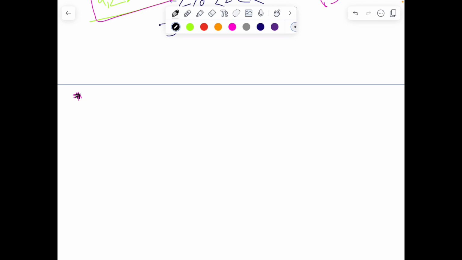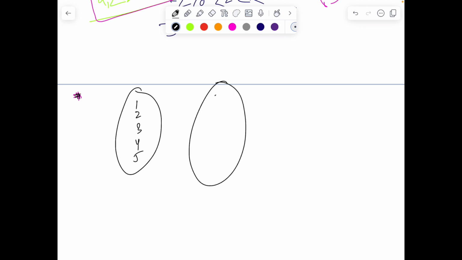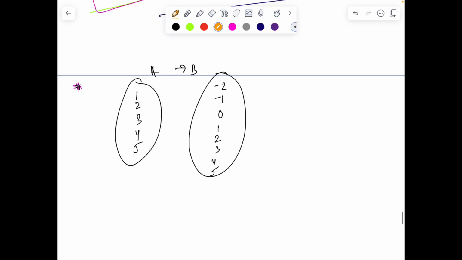So here we go, and again I'll give you two methods to understand the physics properly. The first method is a bit lengthy, but of course conceptual. The second is a one-liner solution. So 1, 2, 3, 4, 5, and -2, -1, 0, 1, 2, 3, 4, 5, set A, set B.